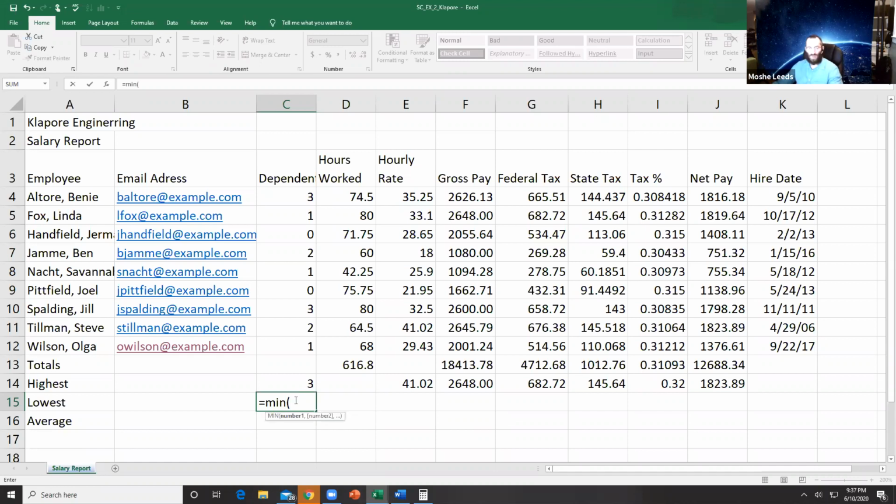I'm going to open my parentheses. I'm going to highlight the cells that I want it to calculate. I'm going to close my parentheses, press enter, and the lowest is 0, okay?